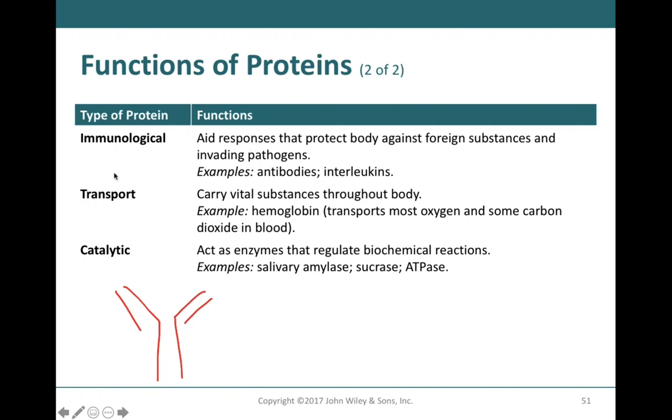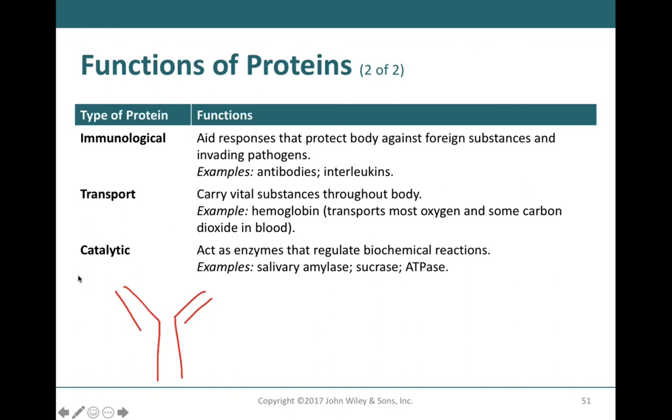Certain proteins can be classified as transport proteins, such as hemoglobin. Hemoglobin is an important protein that's found in our red blood cells. Hemoglobin attaches to oxygen and helps to carry it throughout the body in our red blood cells. So proteins can have a transport function as well. They can transport several things throughout the body.